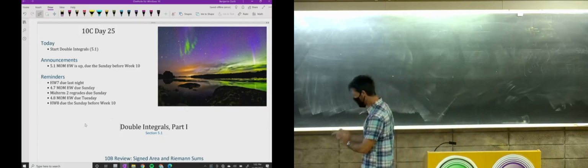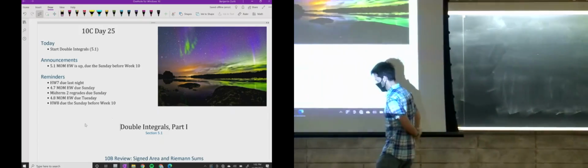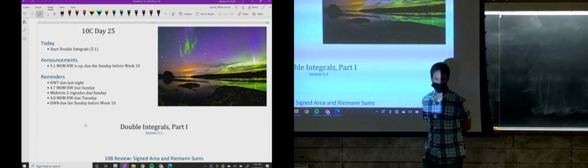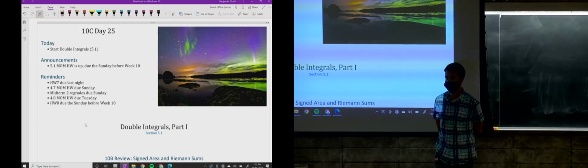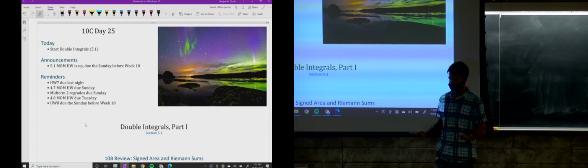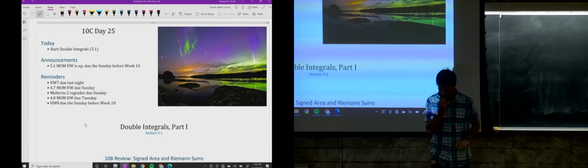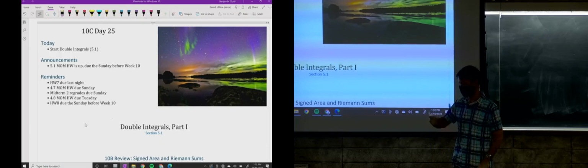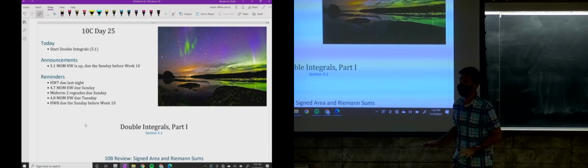So let's start talking about double integrals. Up until now, everything in this class that we've done has been concerned with derivatives, or almost everything. We briefly mentioned integrals when we talked about integrals of vector functions. Other than that, it's all been about derivatives.